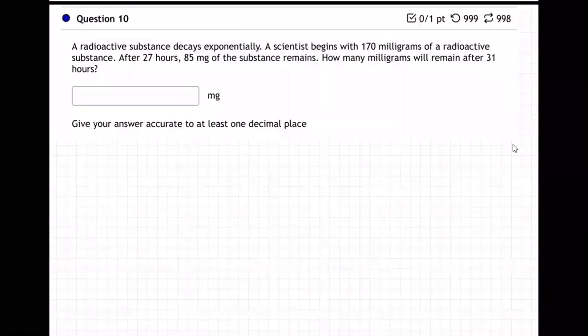Okay, so this is kind of a challenging problem here. A radioactive substance decays exponentially. A scientist begins with 170 milligrams of the radioactive substance. After 27 hours, 85 milligrams remain. How many milligrams remain after 31 hours? Okay, go to the notes.